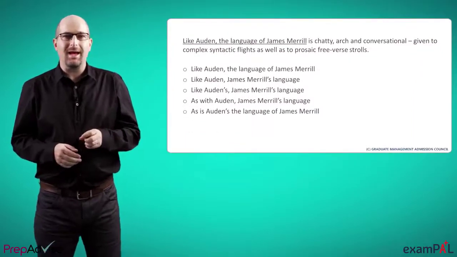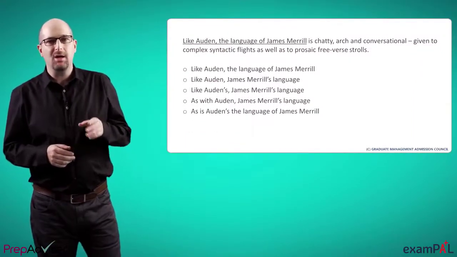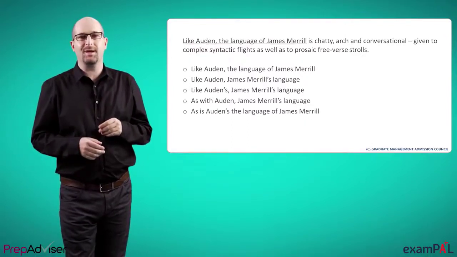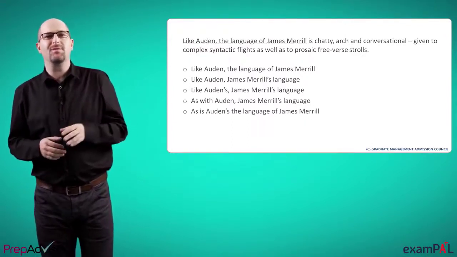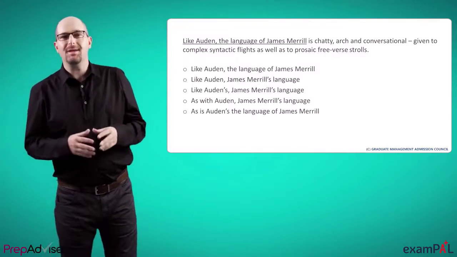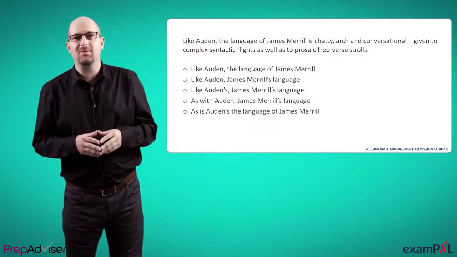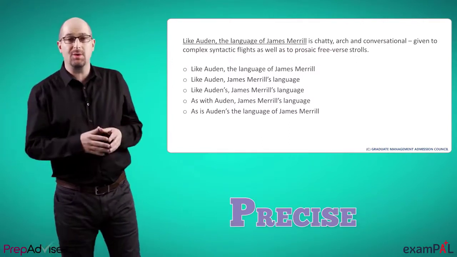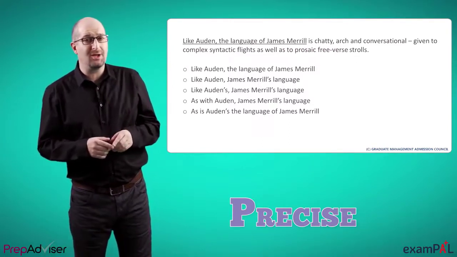Let's see another example from the official test. Like Auden, the language of James Merrill is chatty, arch, and conversational, given to complex syntactic flights as well as prosaic free verse strolls. This question can be quickly solved in a precise way, since we can figure out what is wrong with the original sentence just by looking at it.